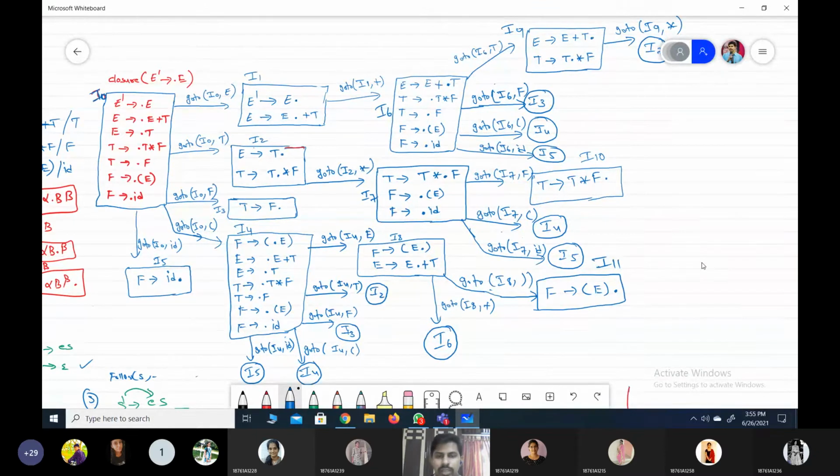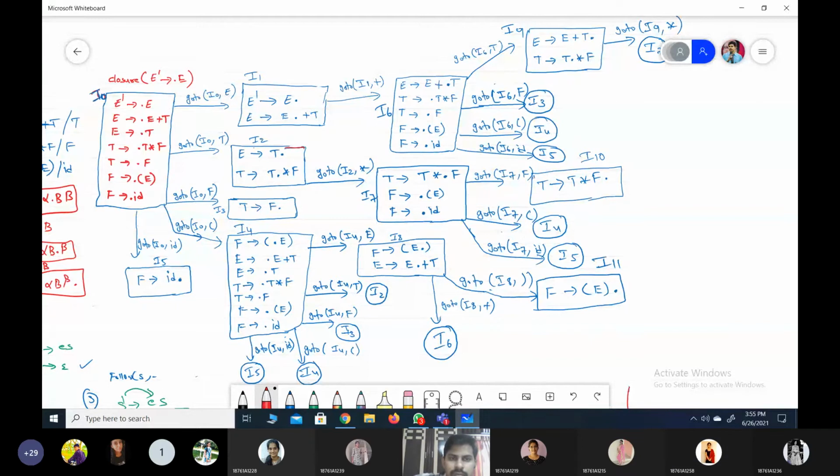This is called item set construction. On each and every state, we have to cross-check. Your task is to move the dot towards the extreme right side direction. Now cross-check it. E tends to dot E production is ended in the I1. E tends to E production dot is ended in the I1 state. E tends to E plus T dot is ended in the extreme right side I9. Yes or no? E tends to E plus T.